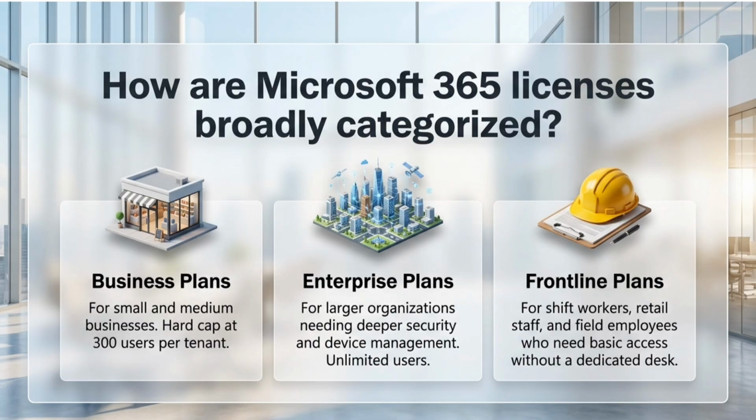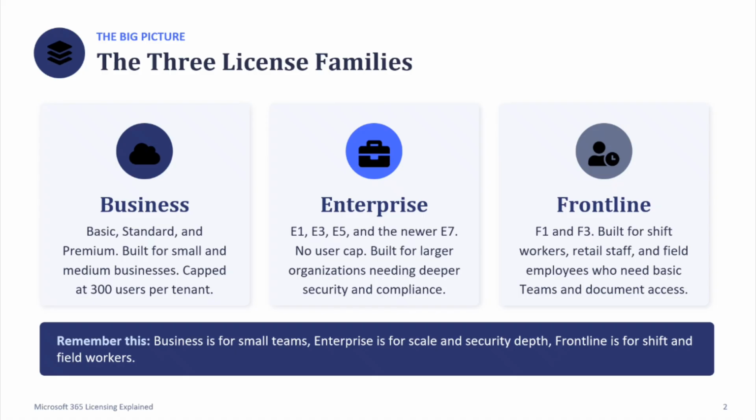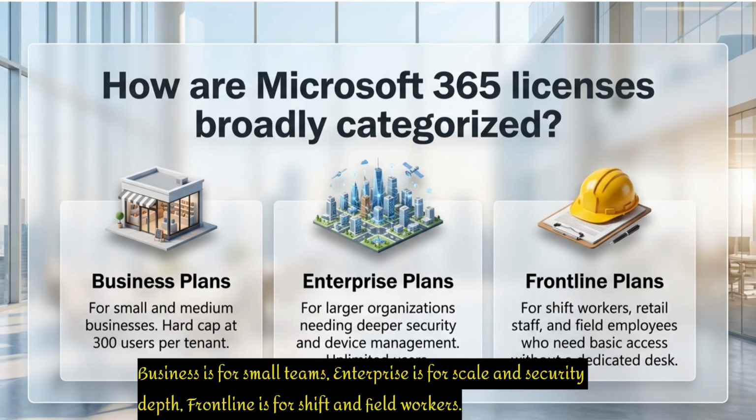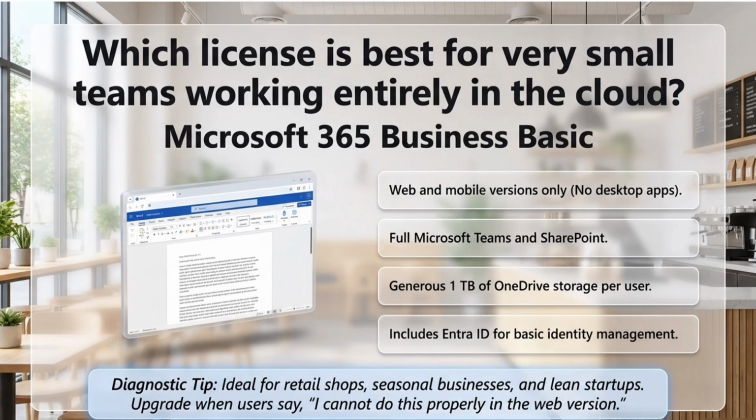Family 3 is frontline plans. These are F1 and F3. These are built for shift workers, retail staff, factory floor employees, people who do not sit at a desk all day but still need basic access to Teams and company information. Remember this one line: business is for small teams, enterprise is for scale and security depth, and frontline is for shift and field workers.